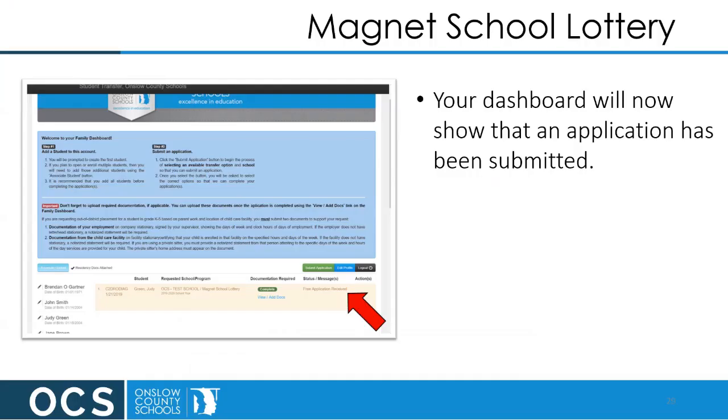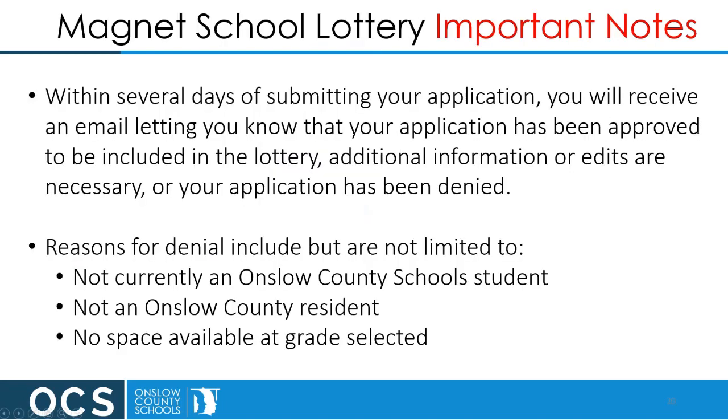If I navigate back to my dashboard, I'm going to see that my application status has changed. You'll see the child that I've entered, and that'll let you know that we've received your application. You'll also receive an email from Scribbler that will tell you that we have received your application.